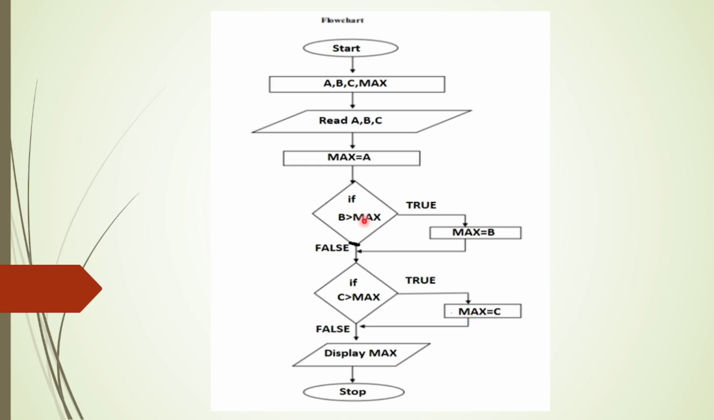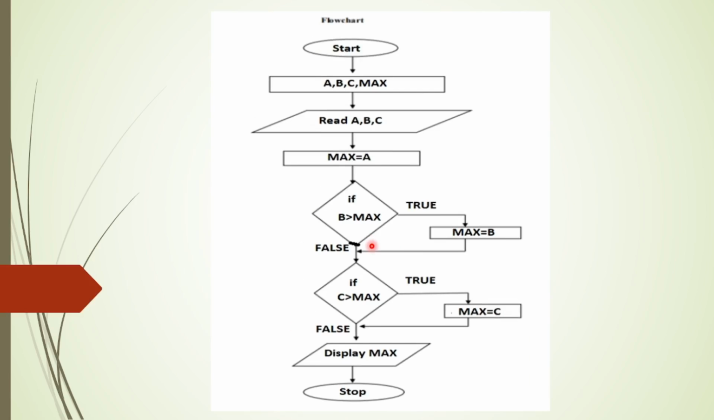Suppose the second number is not the maximum, it's false. Then what are you going to do? You are going to check whether the third number is the max, and that again gives you either a true or false answer. If it is true, then you assume that the maximum is the third number. If it is not, then you directly display that max as the greatest. So this is the algorithm. Again, this algorithm can be changed to find the smallest of three numbers by just replacing this greater symbol by the smaller symbol.